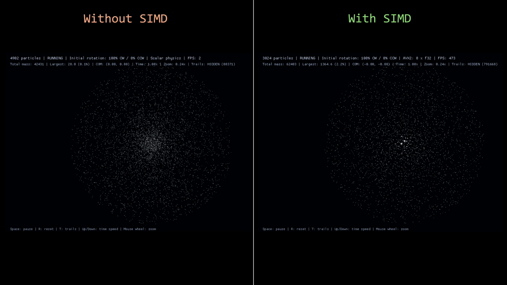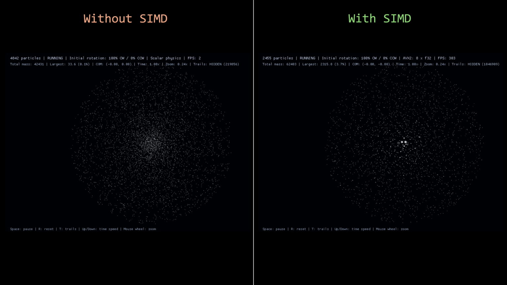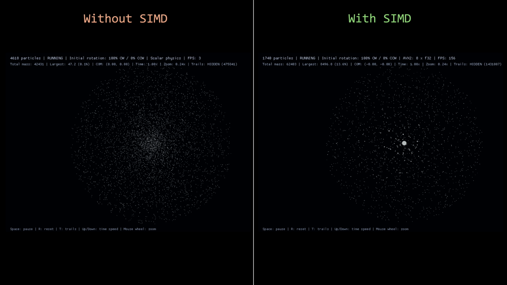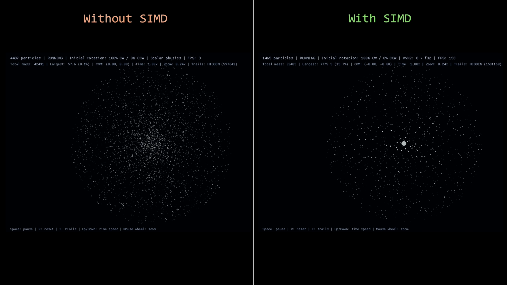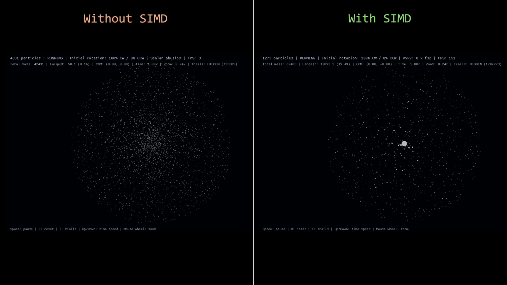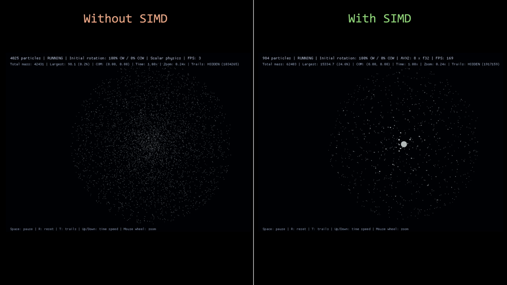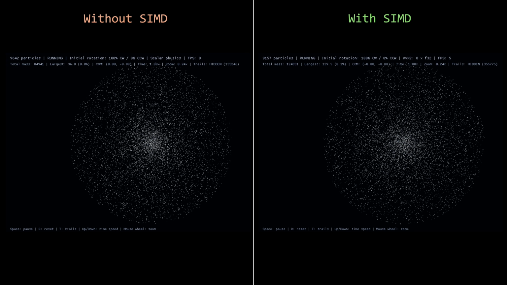Again, the interactions are still calculated in exactly the same way, and the complexity remains O(n²). We're not reducing the amount of work the simulation has to do, we're just making better use of the hardware to perform that work faster. If we increase the number of particles even further, even the SIMD version starts to struggle.